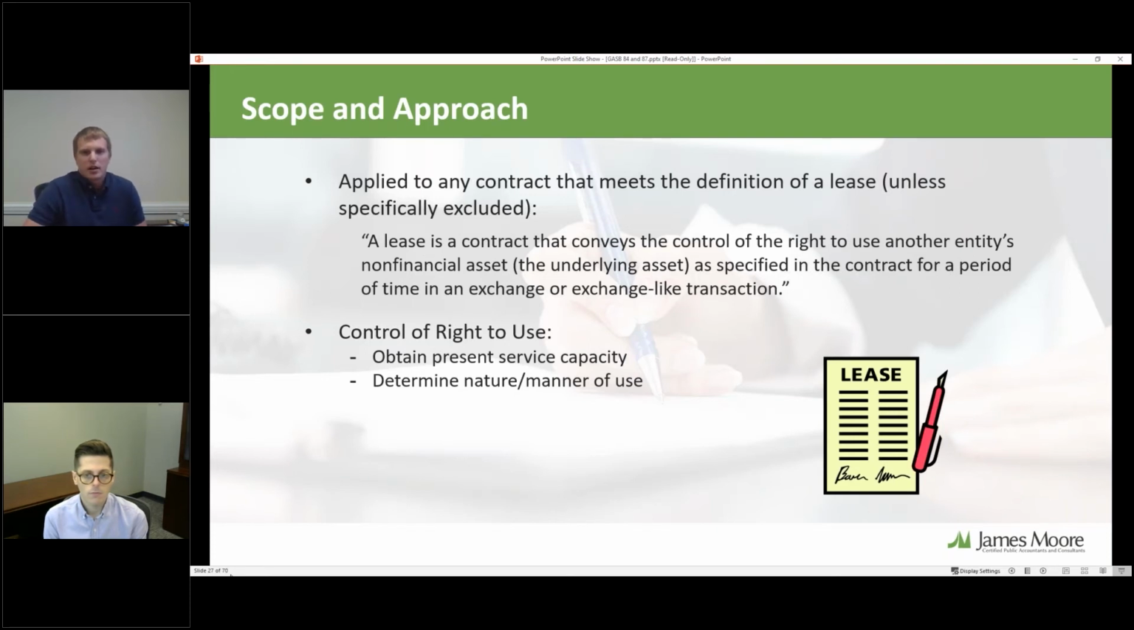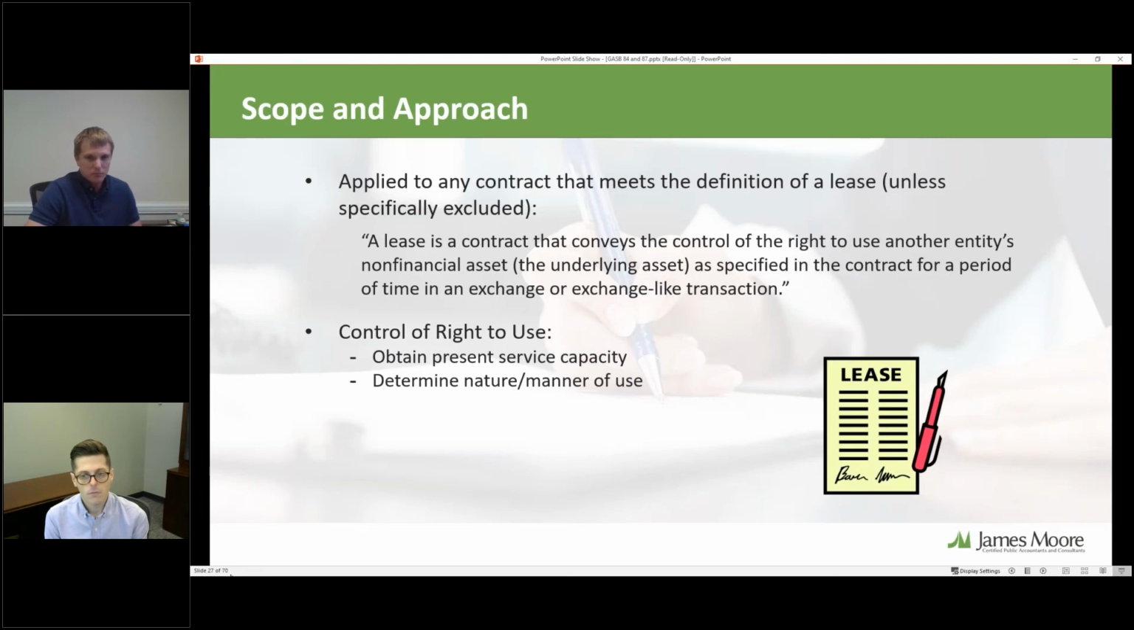A lease is a contract that conveys the control of the right to use another entity's non-financial asset as specified in the contract for a period of time in an exchange-like transaction. Breaking that down even a little bit further, the two big pieces here are the contract that conveys the control of the right to use another entity's asset, and then down at the bottom the exchange or exchange-like transaction. If you don't have the control piece or the exchange piece, then you don't have a lease.